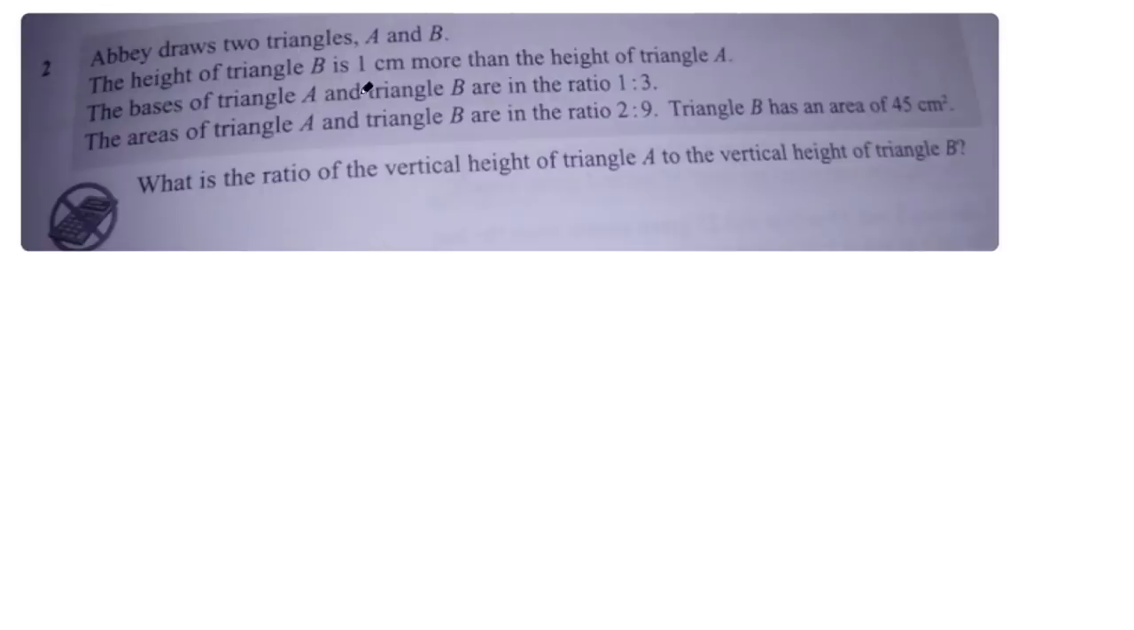The height of triangle B is 1 centimetre more than the height of triangle A. The base of triangle A and triangle B are in the ratio 1 to 3. The areas of triangle A and triangle B are in the ratio 2 to 9. Triangle B has an area of 45 centimetres. What is the ratio of the vertical height of triangle A to the vertical height of triangle B?